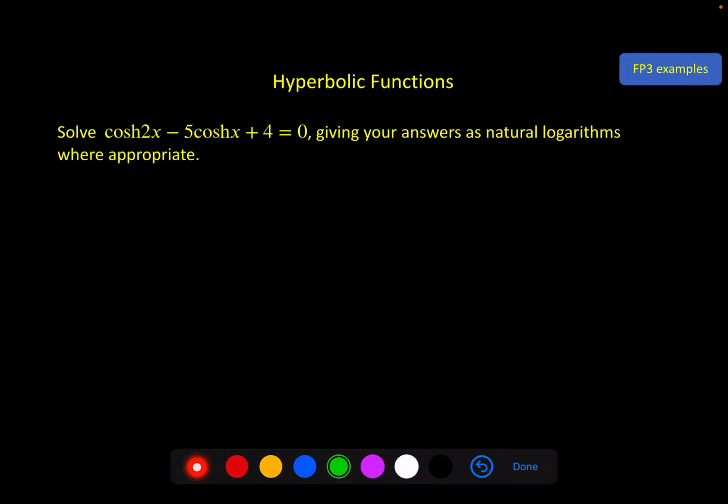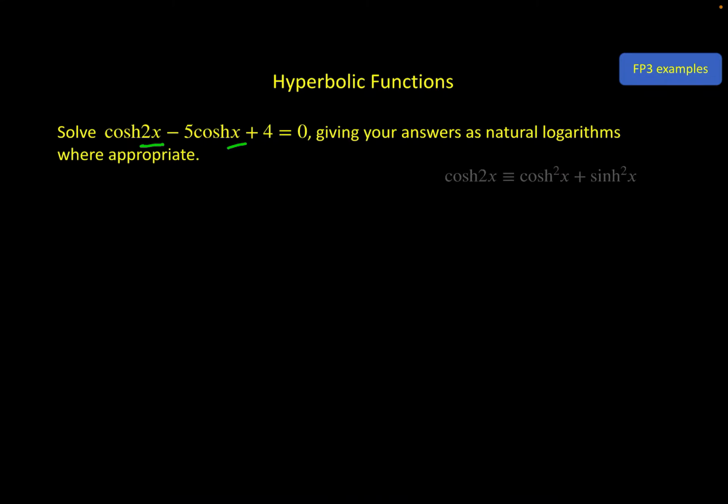But to start us off, similar again to a trigonometric equation, we don't really want this 2x here and an x here. If we can, we want to make those two arguments, if you will, of the hyperbolic function the same. So we can use a cosh 2x identity.